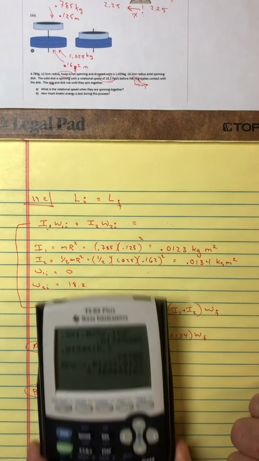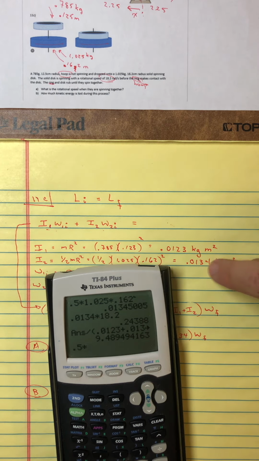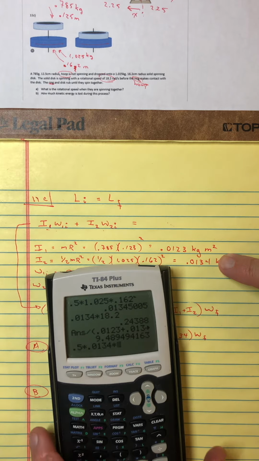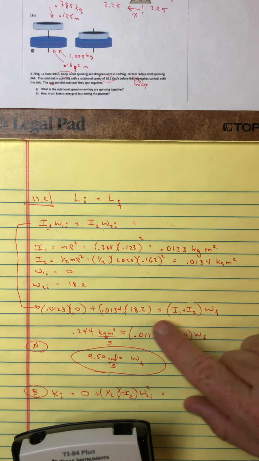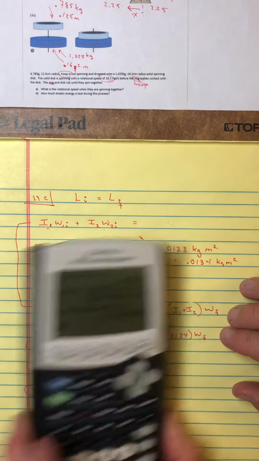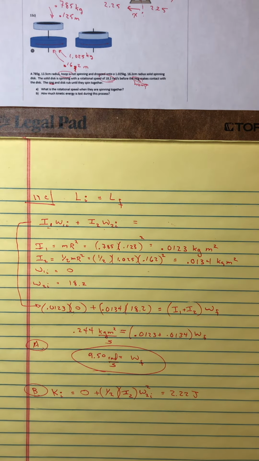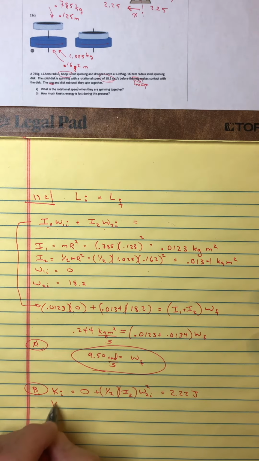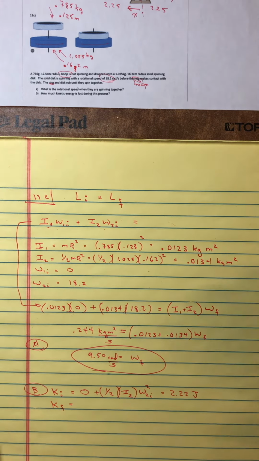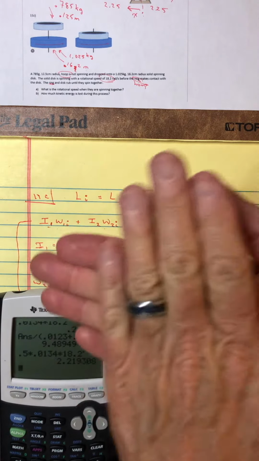And so grabbing my calculator, I can go 1/2 times its inertia, which is this number here, 0.0134, and times its initial speed, and I think we were at, what, 18.2? Yeah, right there. 18.2 squared. And so we're looking at about 2.22 joules of energy initially.